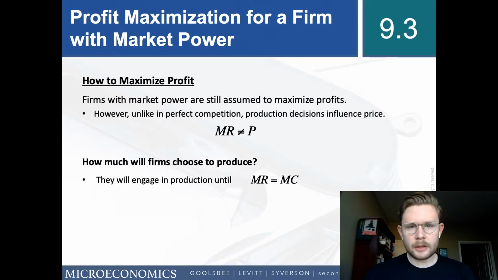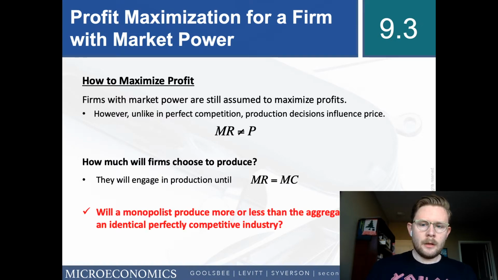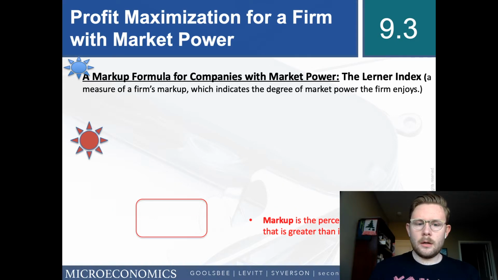Just like the perfectly competitive case, and going forward when we look at oligopolies, the profit maximization condition will always be when marginal revenue equals marginal cost. The question then is, will monopolists produce more or less than an identical perfectly competitive industry? The answer is less. How does it become less? Well, they have markup prices that they charge. The Lerner index is how economists think about how much market power the firm has through its markup.